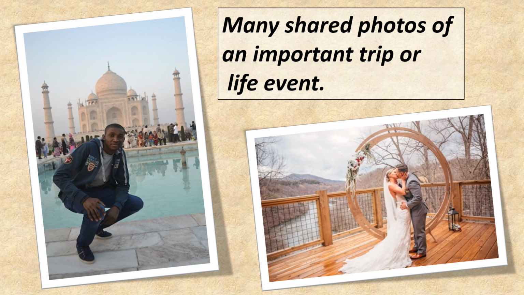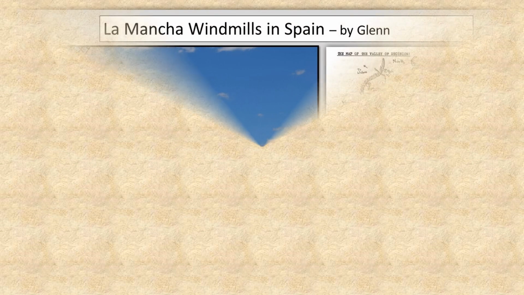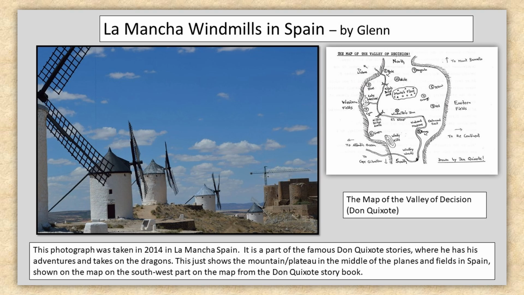Many students shared photographs of an important trip they took or otherwise an important life event. And there's geography in the background of both of those. For example, this one, the La Mancha windmills in Spain. Okay, part of the famous Don Quixote stories. So it's a nice photograph. I was happy to see that one.